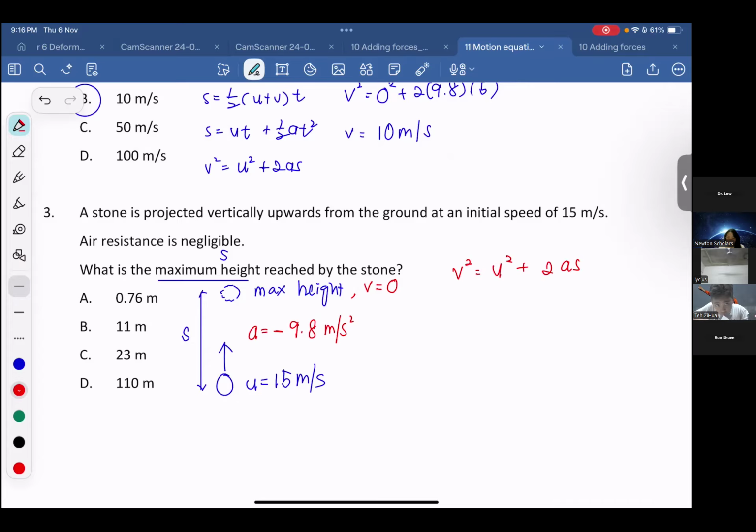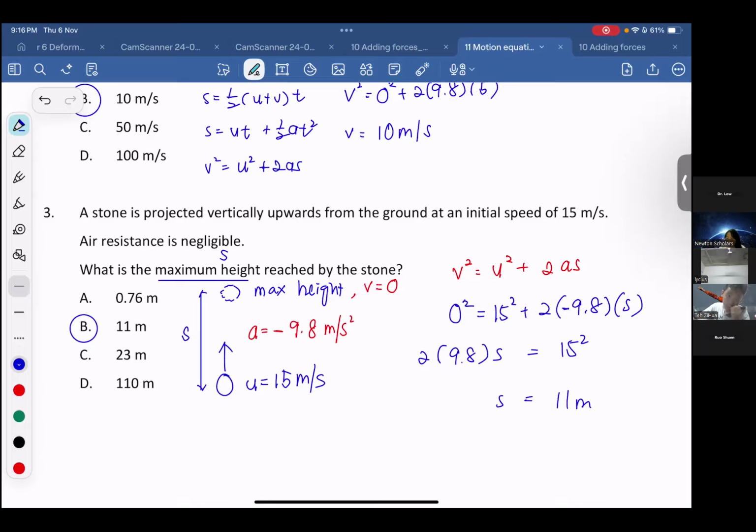Zihua, did you get the answer? Are you able to get the answer? Is it B? Yes, correct. Okay, the answer is B. So the final is 0 square equals 15 square plus 2 times negative 9.8 times S. S we don't know. So 2 times 9.8 S equals 15 square. Using mathematics you solve, you should get 11 meters.